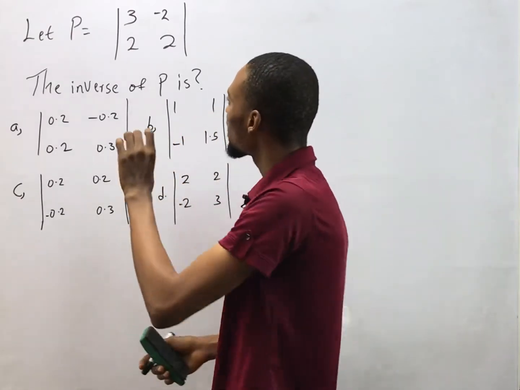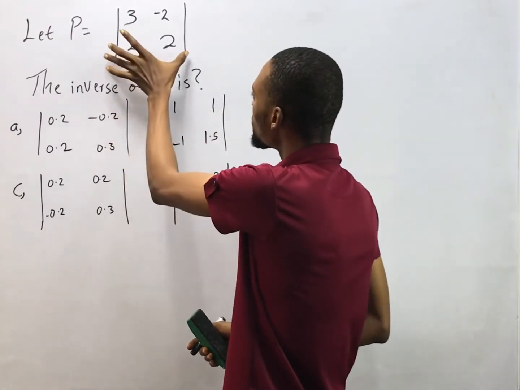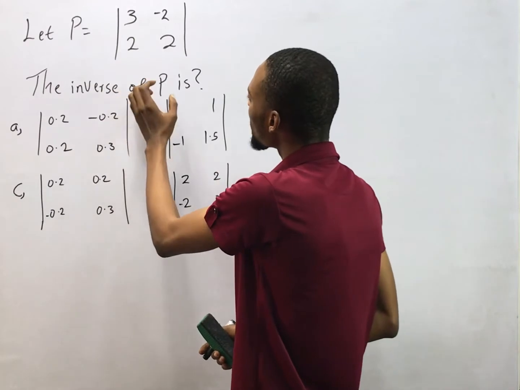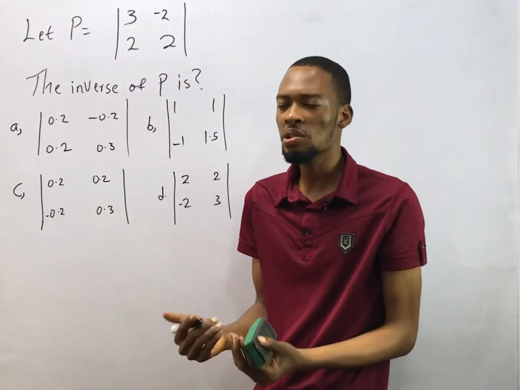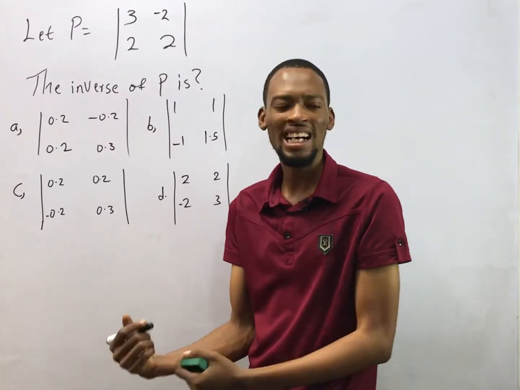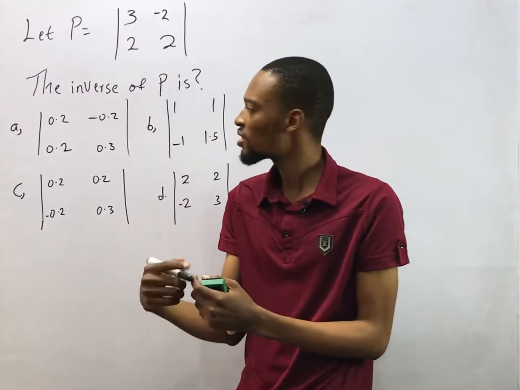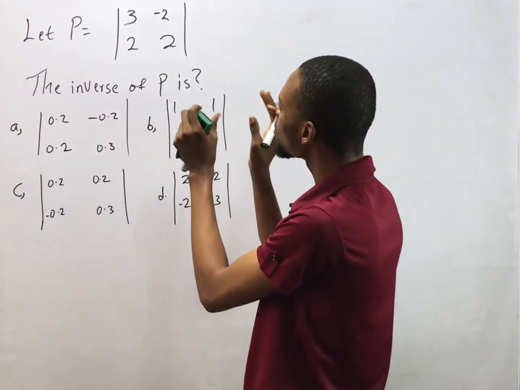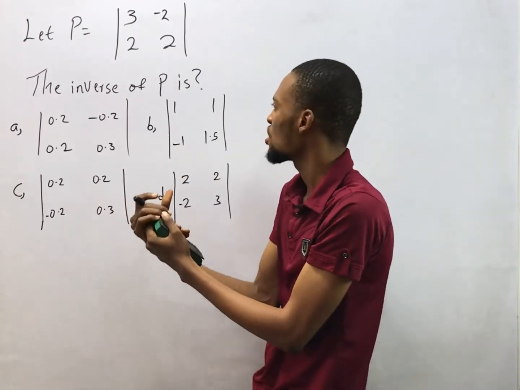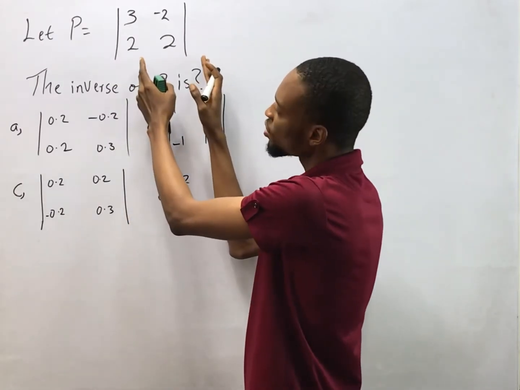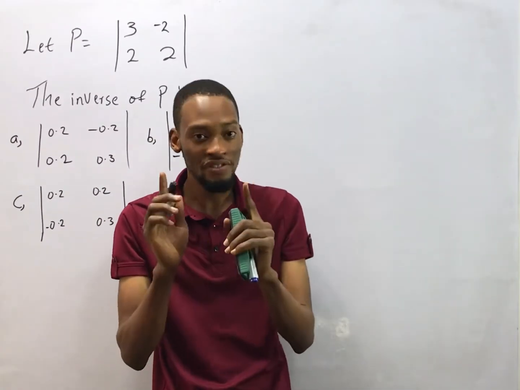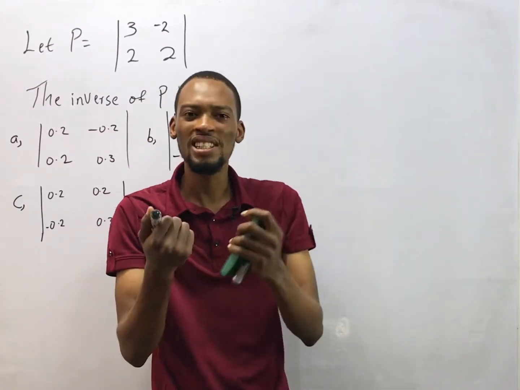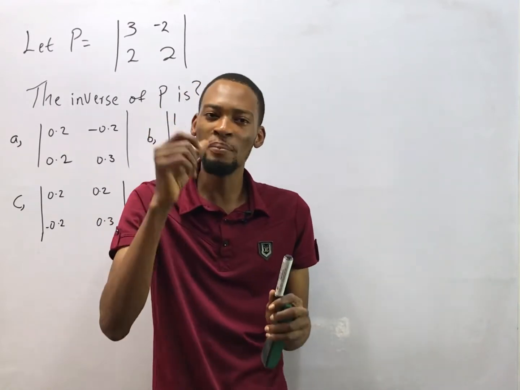It says, let P be this matrix. Find the inverse of the matrix. This question is on matrix and inverse of matrix. And this matrix is a 2x2 matrix, which implies that it has two rows and two columns. To find the inverse of a 2x2 matrix, the first thing we do is to look for the determinant.